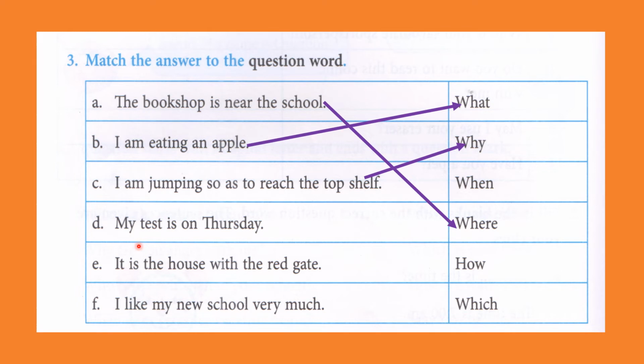D. My test is on Thursday. You want to know when is the test. So the question word will be when. E. It is the house with the red gate. You want to know which is the house. So here the question word is which. I like my new school very much. Here, if someone is asking you how do you find your school, so how.